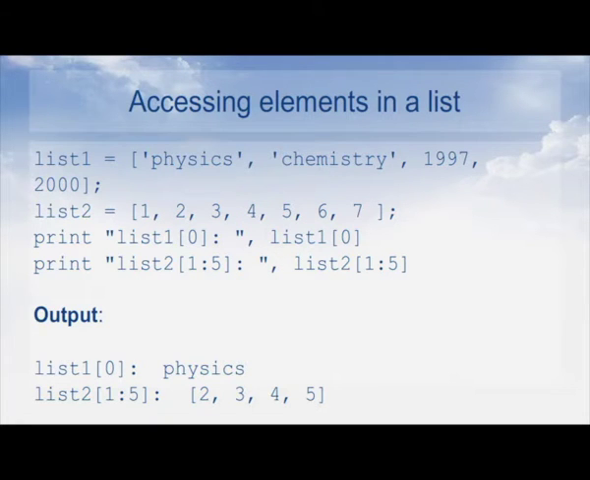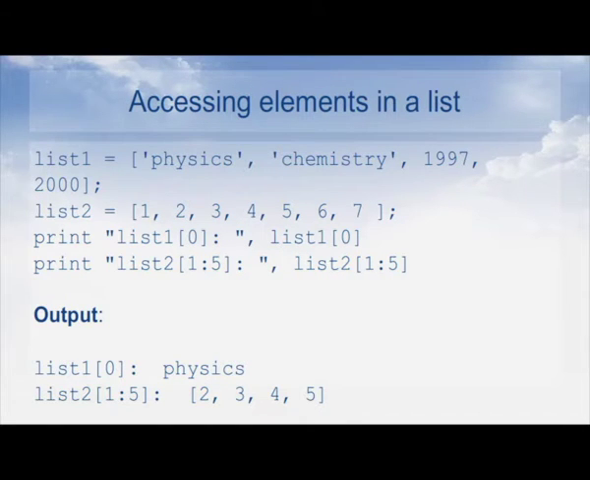Here you see the elements of list 1 are physics, chemistry, 1997 and 2000, and list 2 has members that are numbers from 1 to 7: 1, 2, 3, 4, 5, 6, 7. Just print list1[0]. So, when you print list 1 with an index value 0, what is the output? The output is physics, that is the first element.